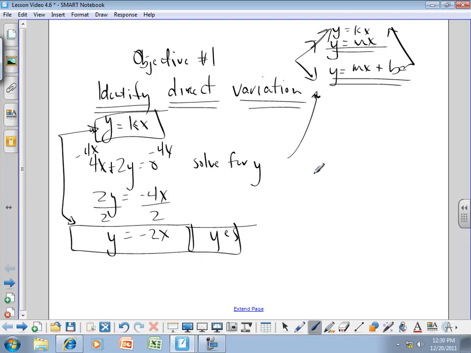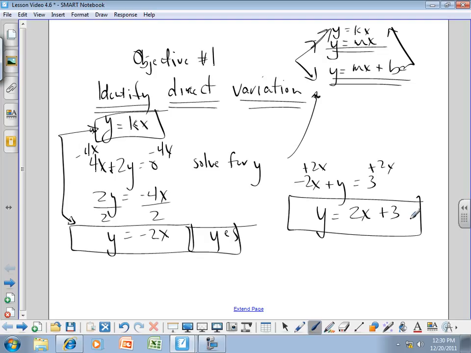Let's look at one more example. Here's another one: negative 2x plus y equals 3. Let's solve it for y. We won't know until we do that. So we will add 2x. y equals, I'm going to write the 2x first, plus 3. This looks like it's in slope-intercept form. We've just been talking about that, haven't we? But is that direct variation? And the answer is no.